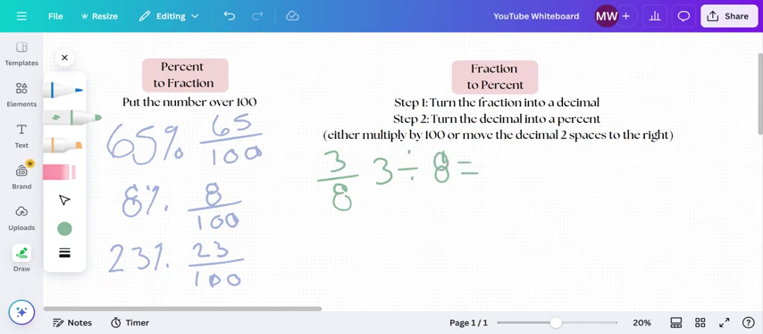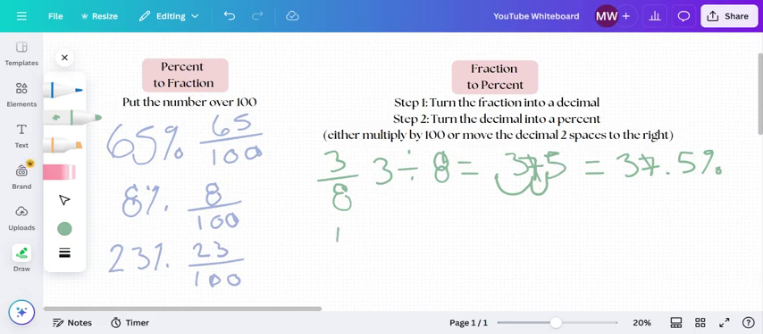and that's going to get me 0.375. All right, then we want to move our decimal 2 spaces to the right. So I'm going to start here, and I'm going to go 1, 2, and now my decimal belongs here. So that will turn into 37.5%.